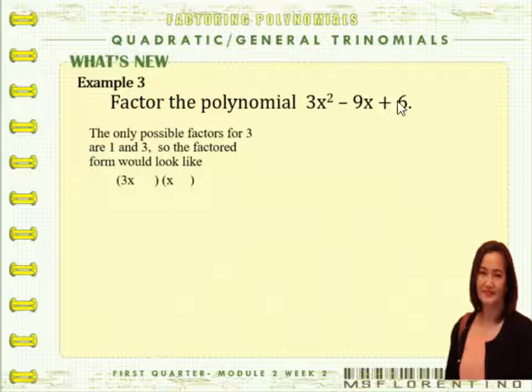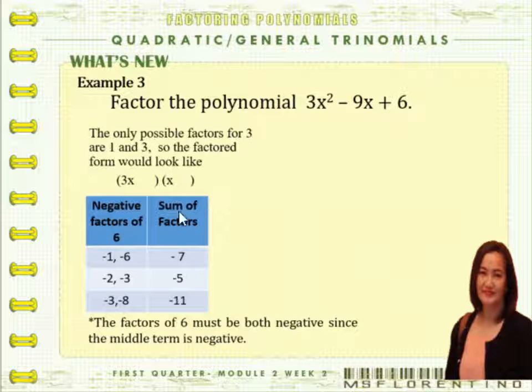Since the last term is positive and the middle term is negative, we will look for the negative factors of 6 that will possibly give us the sum of negative 9. The negative factors of 6 are negative 1, negative 6, which gives us a sum of negative 7. Negative 2, negative 3, the sum is negative 5. Negative 3, negative 8, the sum is negative 11. If we compare our sums of the factors, nothing satisfied the middle term, negative 9x.